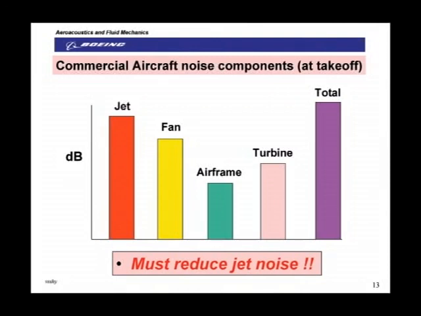This is a typical breakdown of the different components for a commercial aircraft powered by high bypass ratio jet engines, which is typically about 5 to 6 for modern day turbofan engines at takeoff. The y-axis is a decibel scale. And as you see, the jet noise is the dominant component. Then you have fan noise, airframe noise, and turbine noise. And this is the total noise. If by some miracle you can wave a magic wand and get rid of the airframe noise at takeoff, the total reduction in noise would be probably about 0.1 dB. So we need to reduce the jet noise in order to get a perceptible difference in noise reduction.